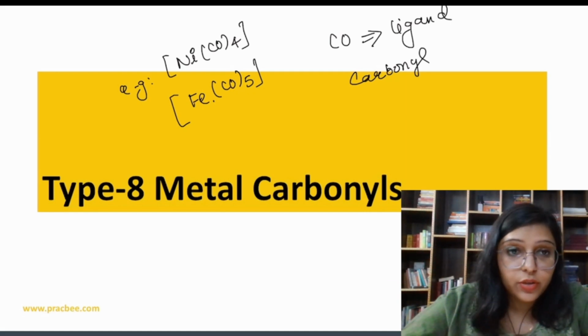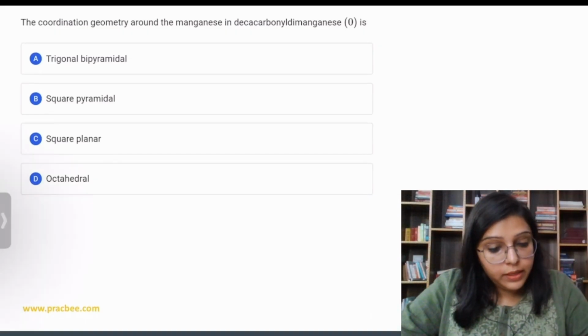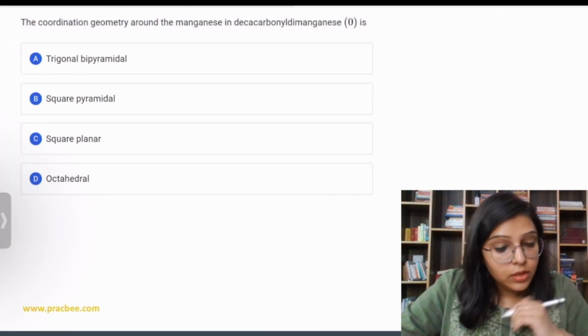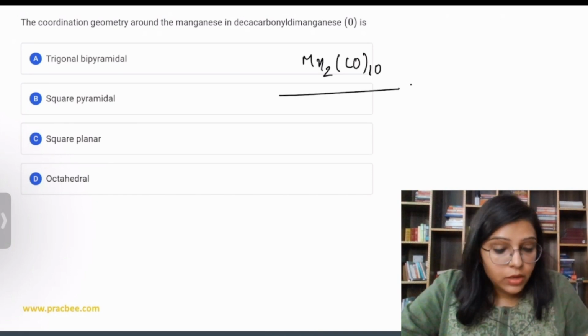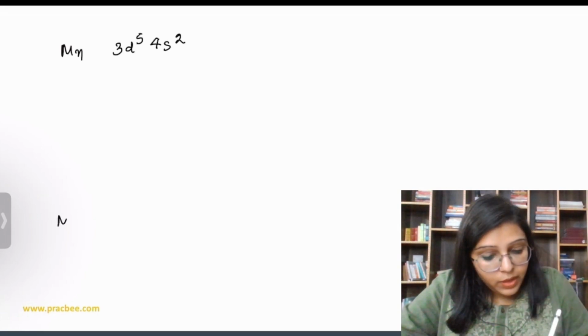So let's do question number 1. The coordination geometry around the manganese in decacarbonyldimanganese is. So how to solve this question? First we have to write down the formula for this, right? So let's write it down. We have Mn2(CO)10, right? Now see, manganese is what? 3d5 4s2. So we have two manganese now, 3d5 4s2.